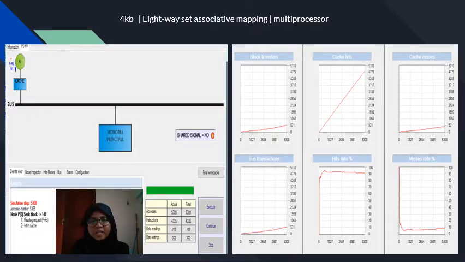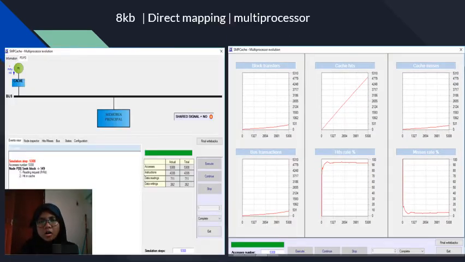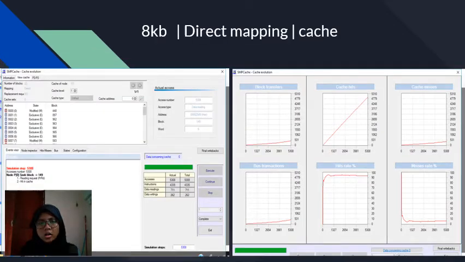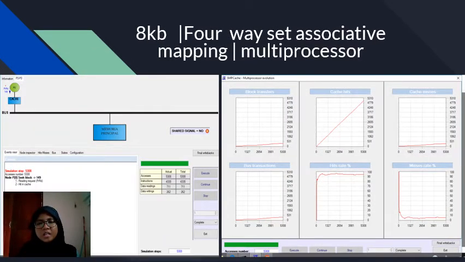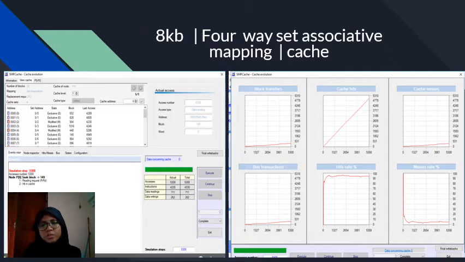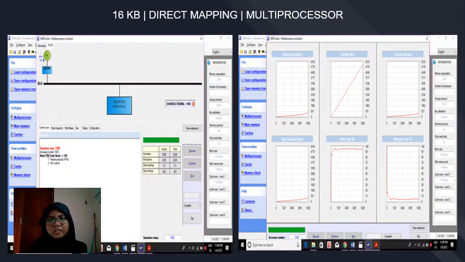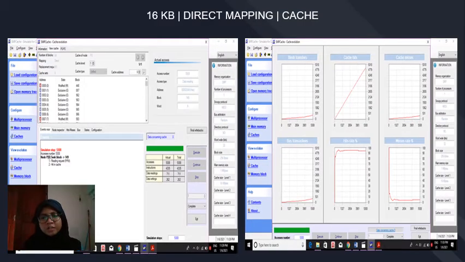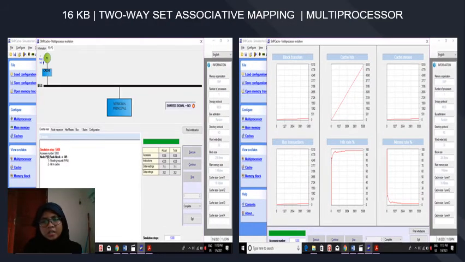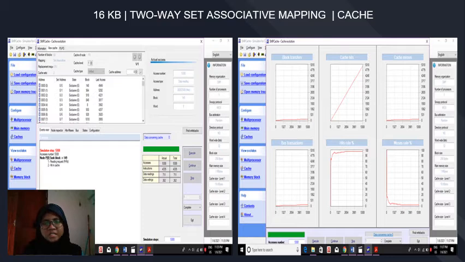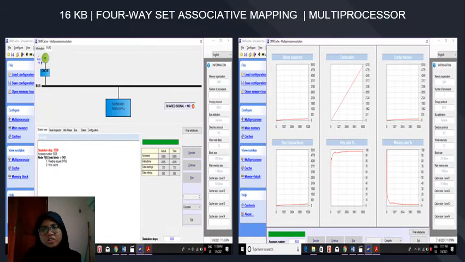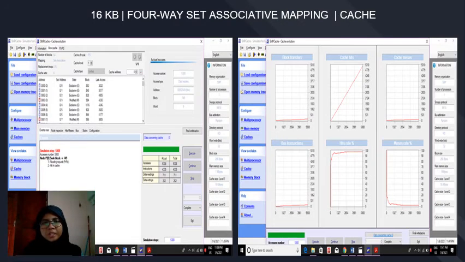Okay, if you can see, if the number of blocks increases, the graph of the miss rate will decrease. So here is the full result of the miss rate graph. If you can see, the rate of the graph will decrease as the set associativity increases. The miss rate will decrease.